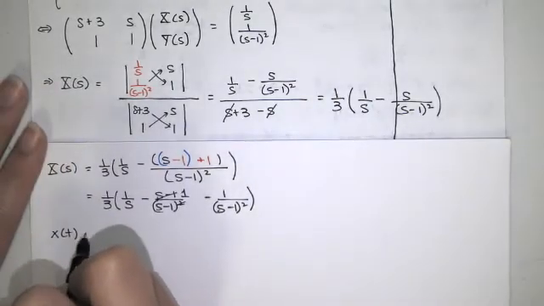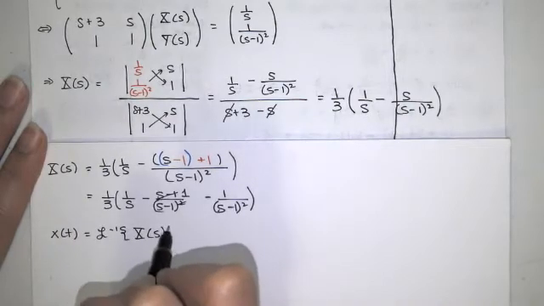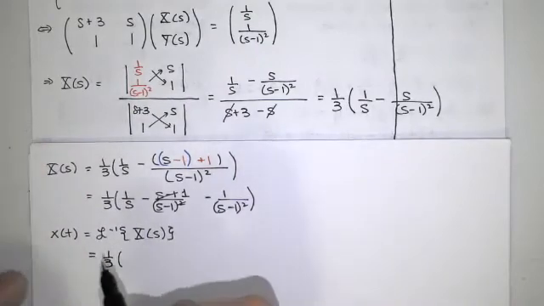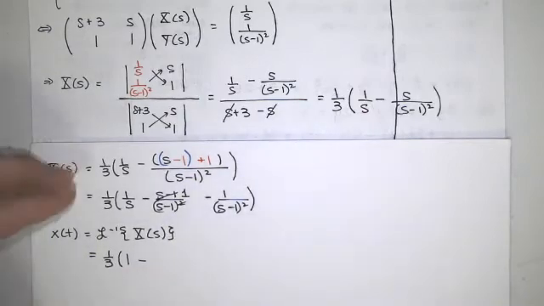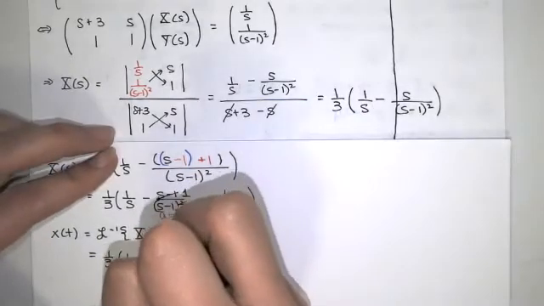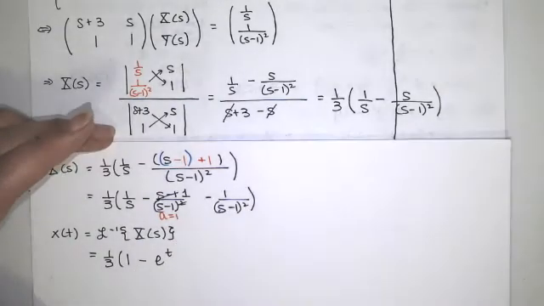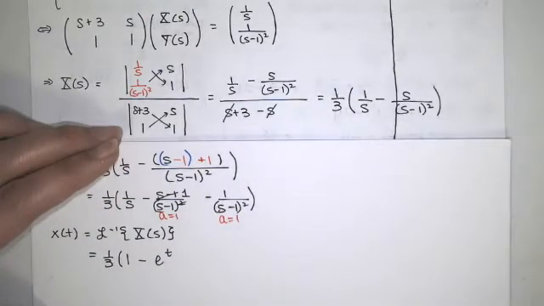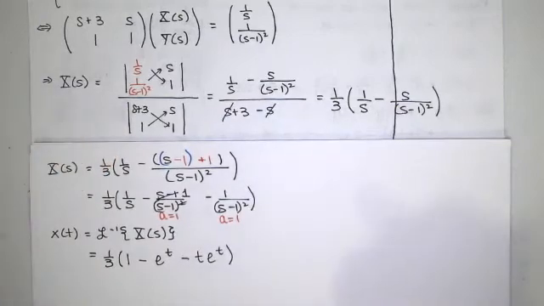And that is very easy to compute the inverse transform of. So I have 1/3 times the inverse transform of 1 over s, which is 1, minus the inverse transform of 1 over s minus a, where a equals 1. That's e to the at, so it's going to be e to the 1 times t. And this is 1 over s minus a squared, where a equals 1. And that turns out to be t times e to the at. So that is our x of t.